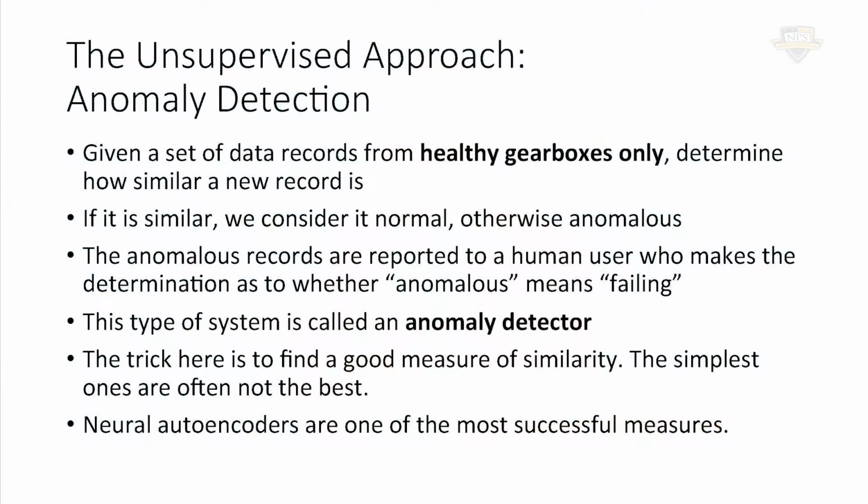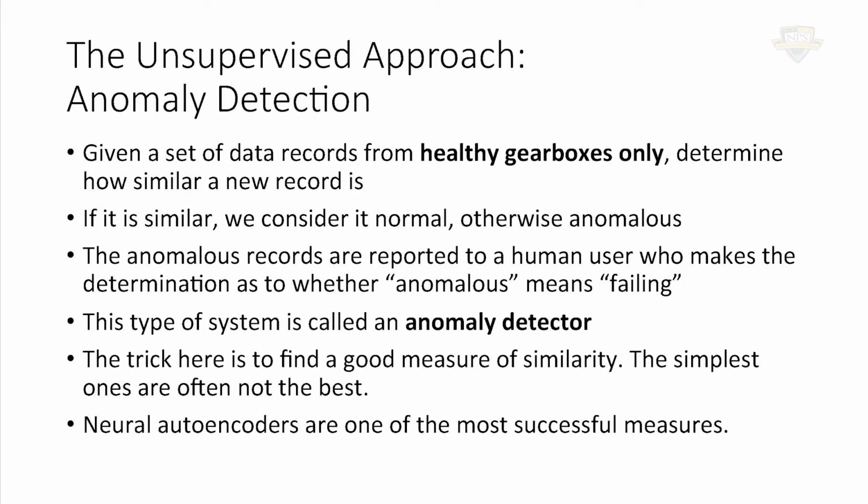Anomalous doesn't mean bad, it just means different, okay? And a human would decide whether anomalous meant failing or not. So that kind of a system is called an anomaly detector. And the trick here is to find a good measure of similarity. There's all kinds of measures you can come up with, and as it turns out, sometimes the simple ones are great, but often they're not the best.